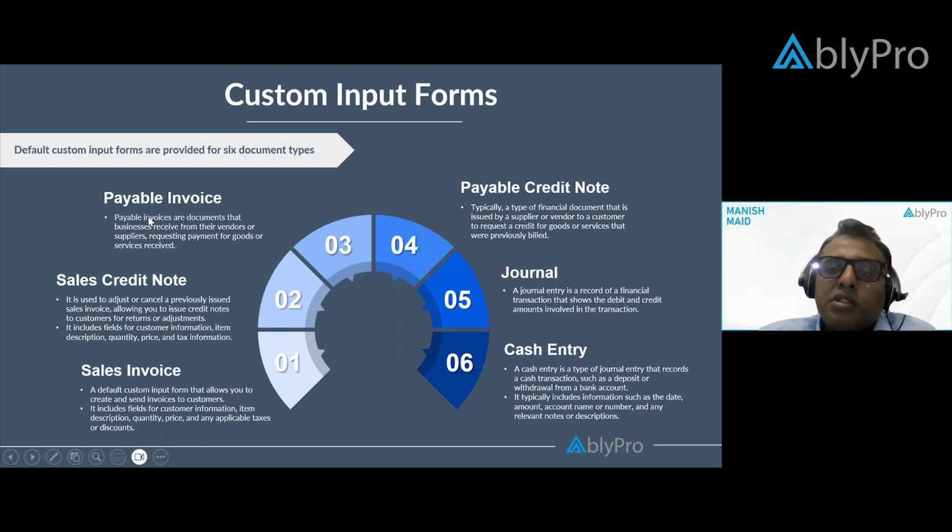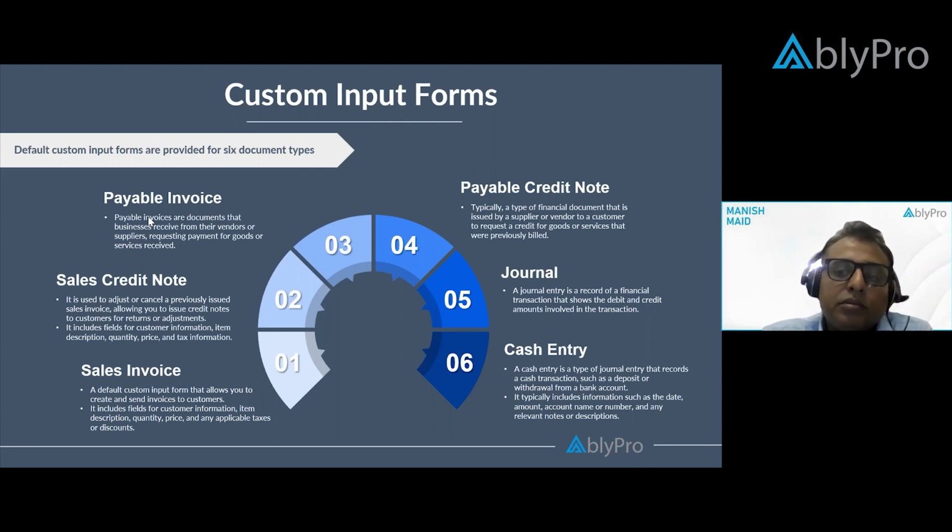Payable credit notes are basically dependent on the payable invoice. Typically a financial document issued by a supplier or vendor to a customer to request a credit for goods or services that were previously billed. Now, most of the time it may happen that you purchase something from the vendor but you don't like it, so you are returning it. So you're given a payable credit note also, because you didn't utilize the service or the product which you received, or there was some defect, or there was something which you didn't like or didn't use. So you are returning it back to the supplier and they are giving you a payable credit note on that.